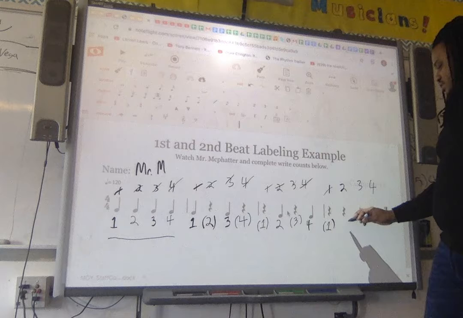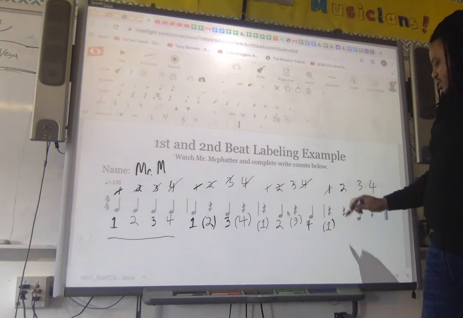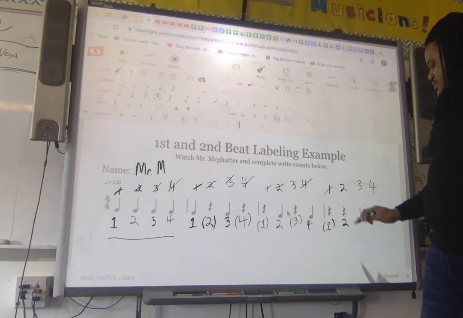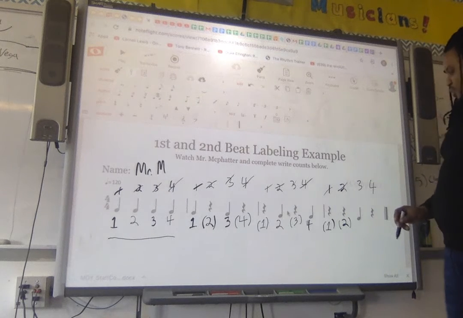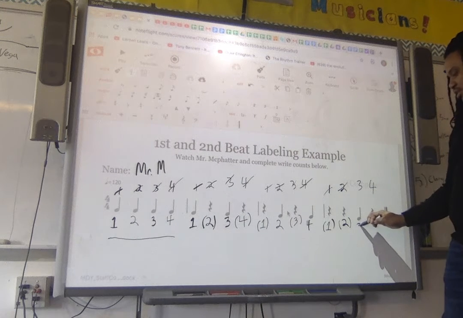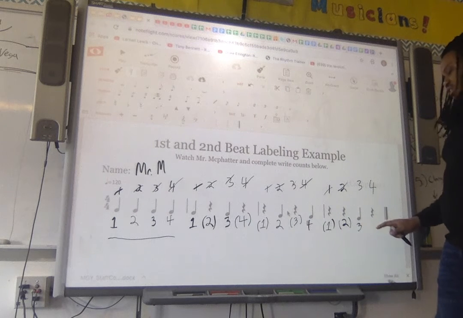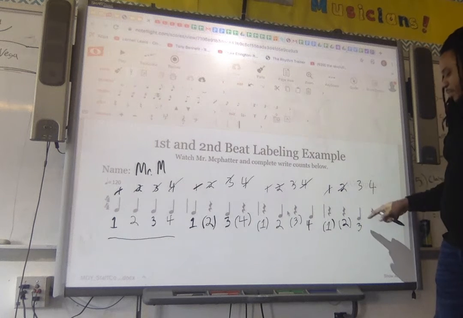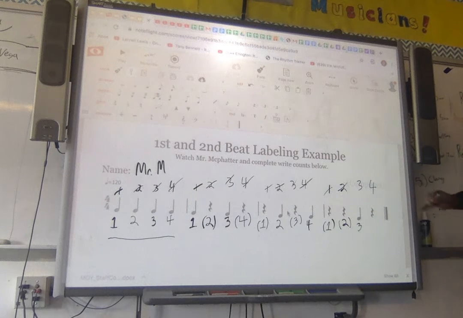Next, I'm going to see, I have a quarter rest right here. And I'm going to give this beat 2 because it's next in line. What will be next? Yes, beat 3. Do we put parentheses around this as well? Good job, you didn't get tricked. We don't put parentheses because we're actually playing this note. We're playing this note on beat 3. So I'm going to cross this out.